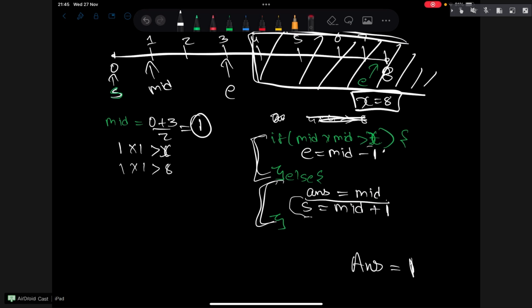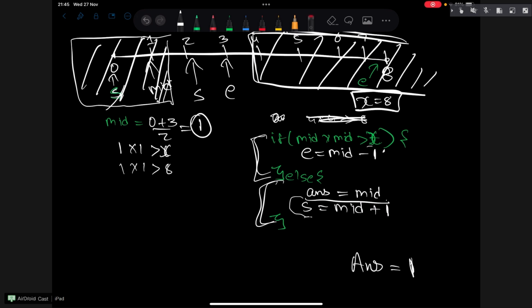Since it is a potential answer, we will update the starting index. What is the starting index? Mid plus 1. What is mid? Mid is 1. The starting index should move to mid plus 1. So I'm going to exclude the left side of mid, and I'm going to say s is equal to mid plus 1. So s points to the new index, so the left side of mid and the mid itself all get cancelled out.